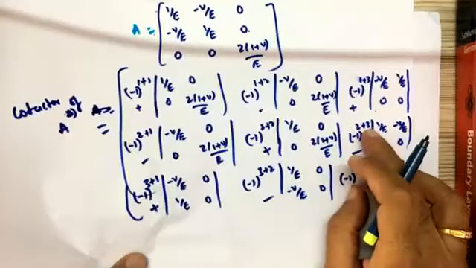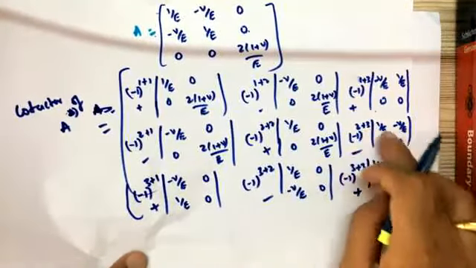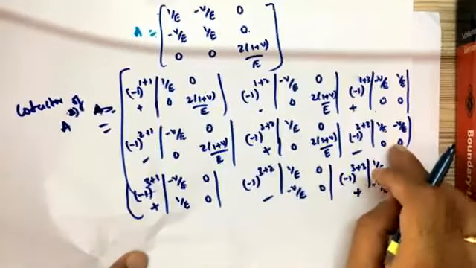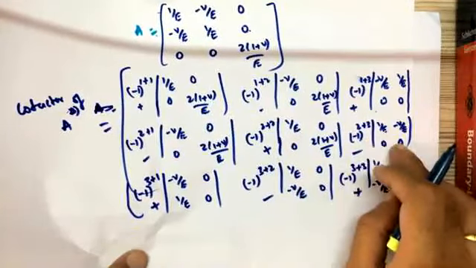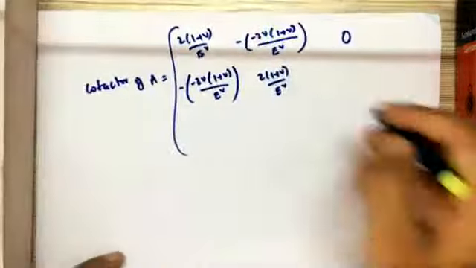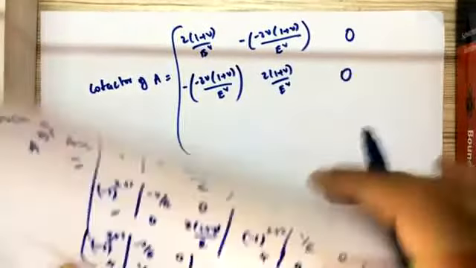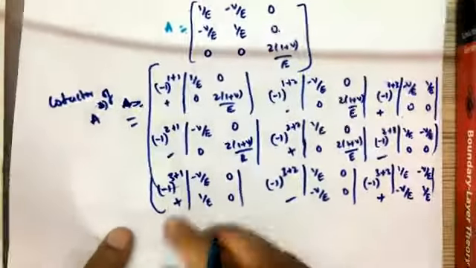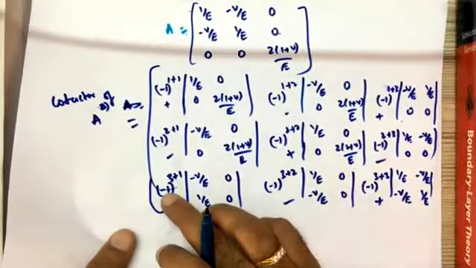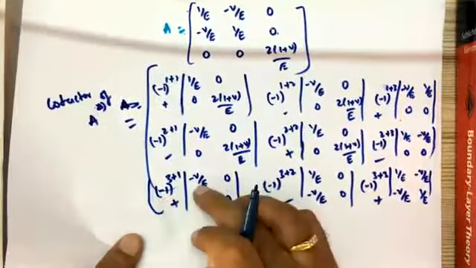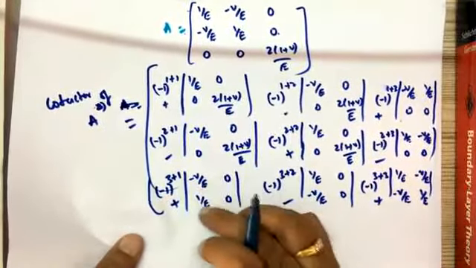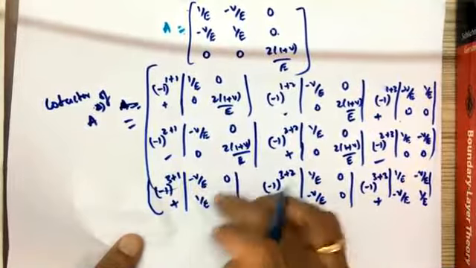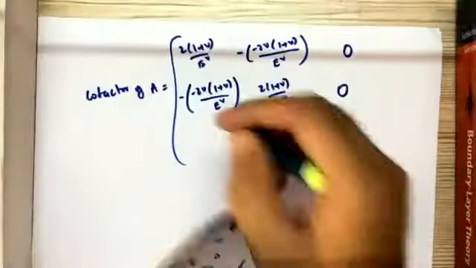Next element, minus 1 whole power 2 plus 3, that is minus 1 whole power 5, which is minus. 1 by e, minus nu by e, 0, 0. What is this determinant? 1 by e into 0 minus 0 into minus nu by e, that is 0 minus 0 is 0. Next, minus 1 whole power 3 plus 1, that is minus 1 whole power 4, which is plus. Minus nu by e, 0, 1 by e, 0: 0 into minus nu by e minus 1 by e into 0, that is 0.